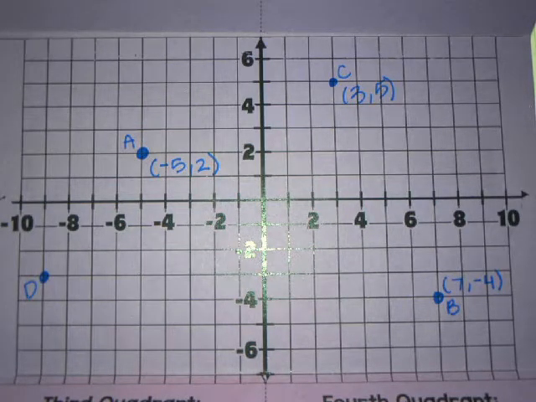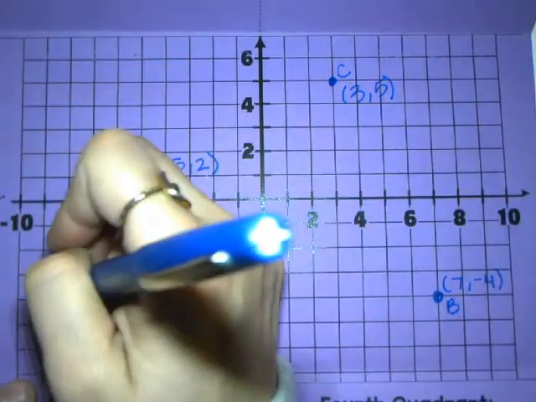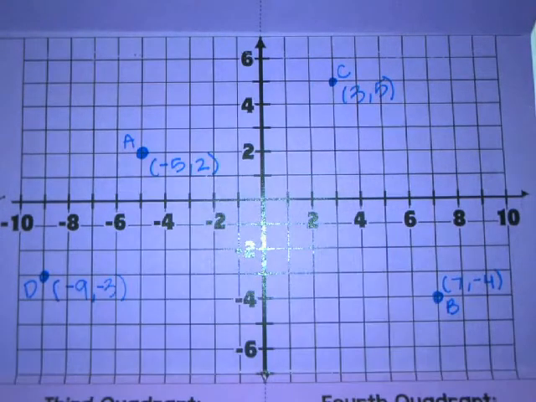Seven. Oh, Trace is in here. 15. Very nicely done. Questions on figuring out what the points are of an ordered pair of a point?